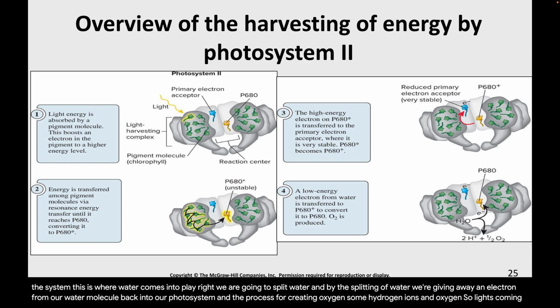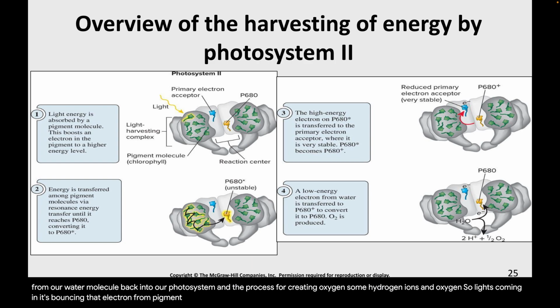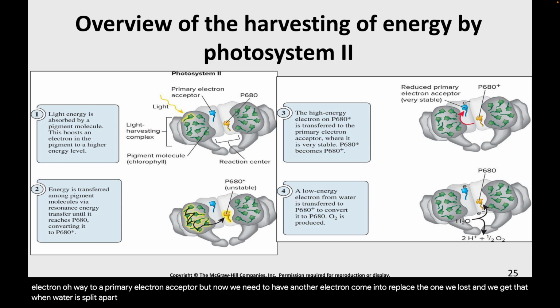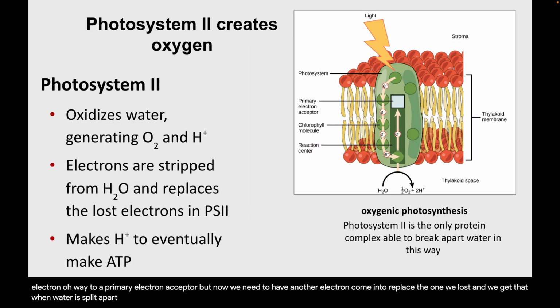So light's coming in, it's bouncing that electron from pigment to pigment. It reaches the reaction center. That's very unstable, so it's going to give that excited electron away to a primary electron acceptor. But now we need another electron to come in to replace the one we lost, and we get that when water is split apart. This is very unique in plants. This is called oxygenic photosynthesis, and photosystem 2 is the only protein complex that's able to split apart water in this manner.